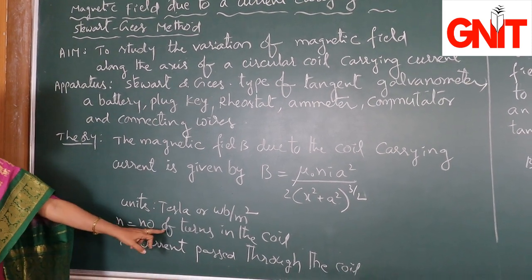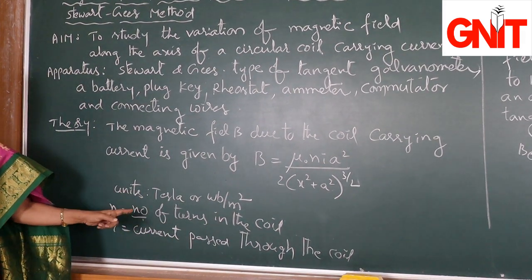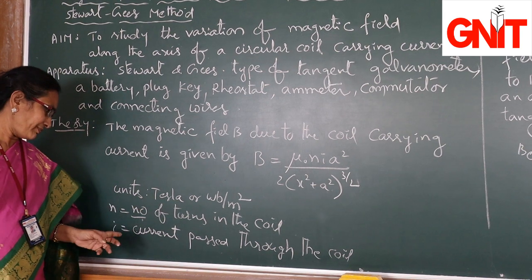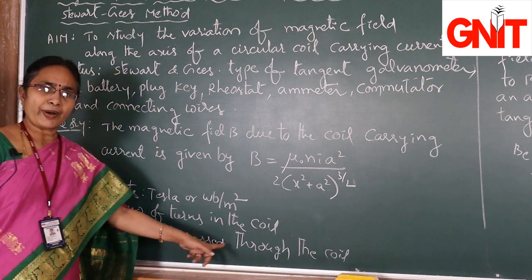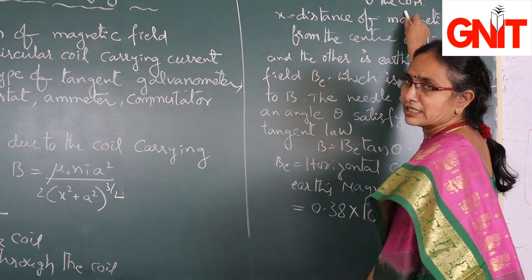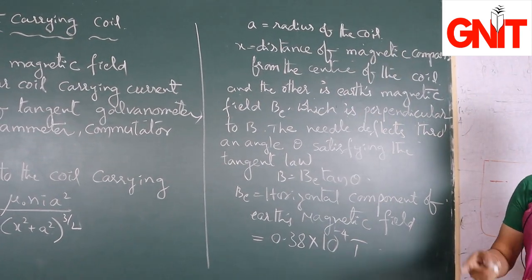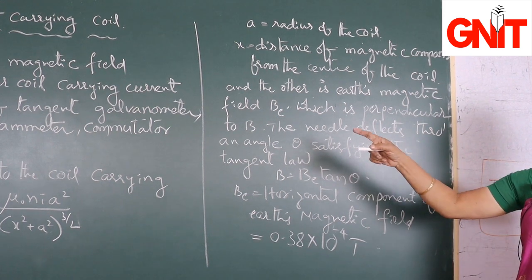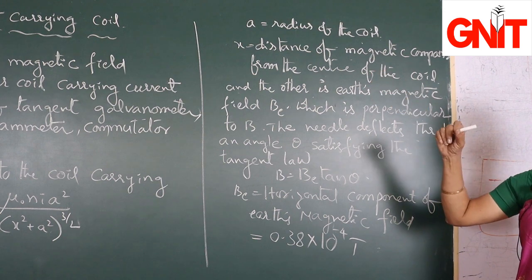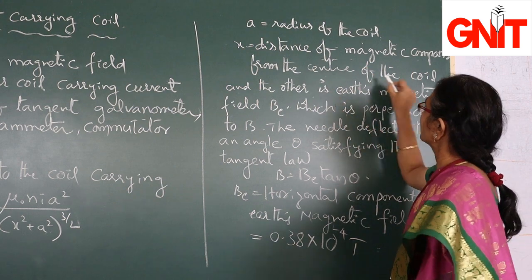Here N is the number of turns in the coil. In the coil you can select either 5 turns, 50 turns or 500 turns, and in this experiment we will take 50 turns. I is the current that you pass through the coil, and A is the radius of the coil, which is measured with a thread by measuring the circumference of the coil. Circumference is 2 pi r, so r equals that value divided by 2 pi, which gives you the radius of the coil. And x is the distance of the magnetic compass from the center of the coil.